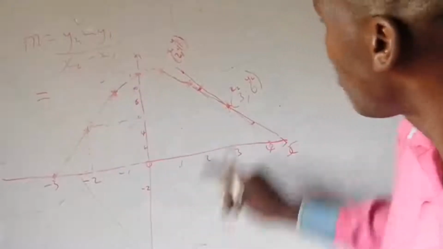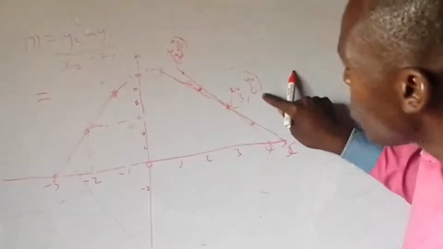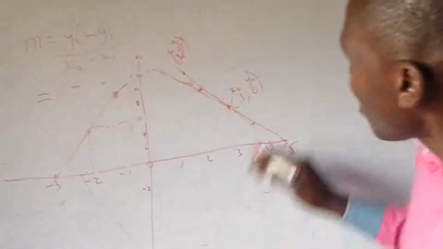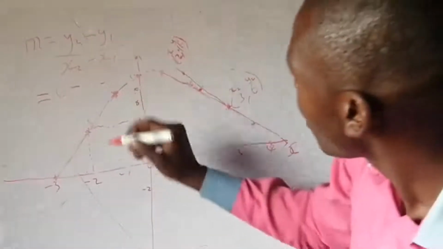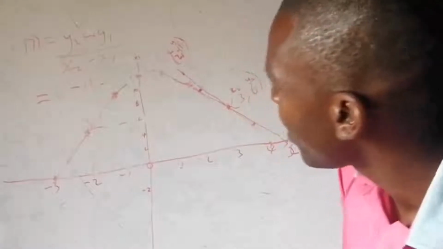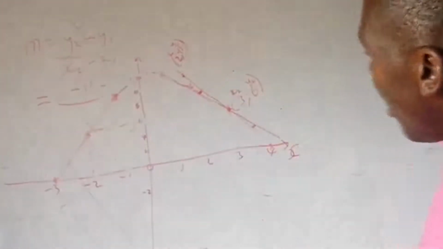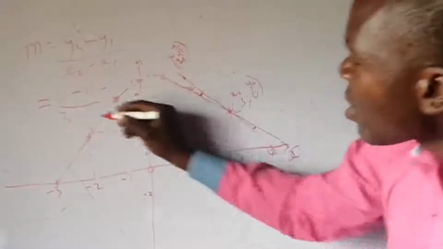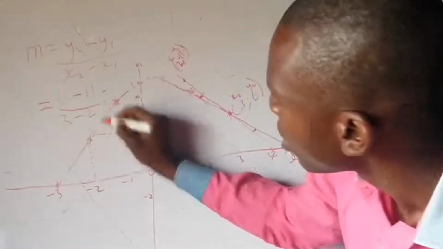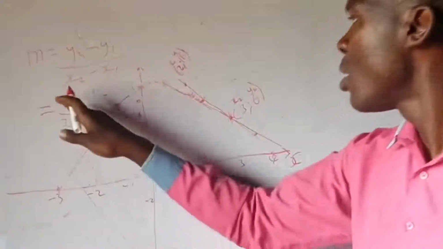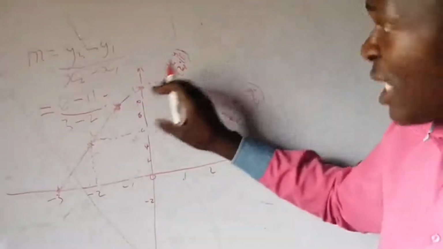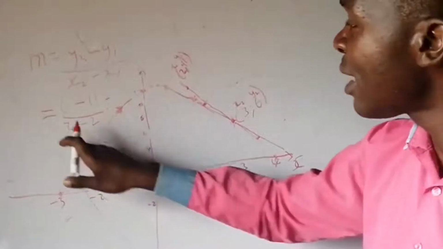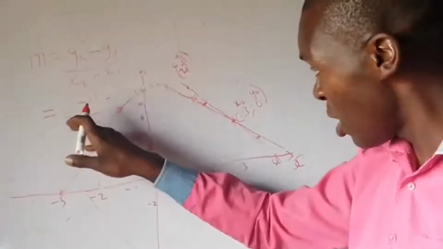So we take our values and put them into this formula. What is the value of y2? y2 here is 6. So we write 6. And we say minus y1 is what? Is 11. So we write 11 here. Over x2 here is 3. And x1 is 2. So m is equal to, according to these coordinates, 6 minus 11 over 3 minus 2.